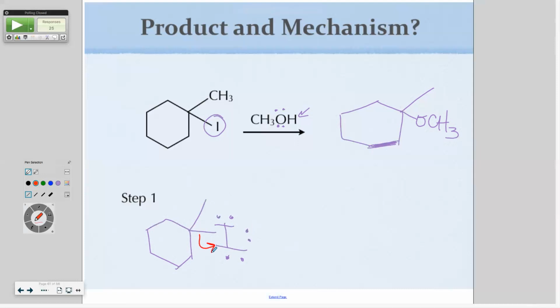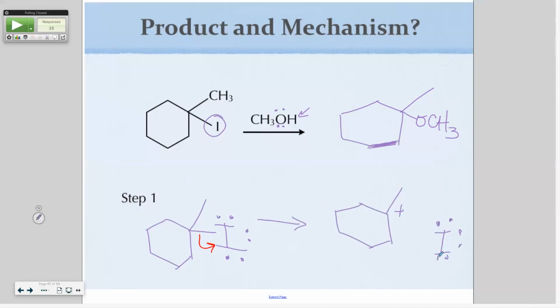Lone pairs. Okay, so those electrons in that bond are going to go to the I. So what do we have now? There you go, that's your clue. So what do I need? Yeah, I need a positive charge. And what else did I make? What happened to the I? It has a negative charge.